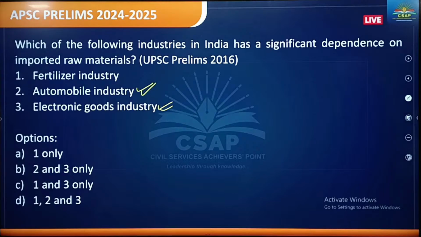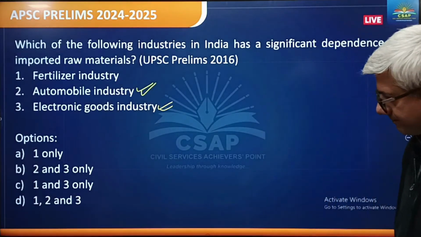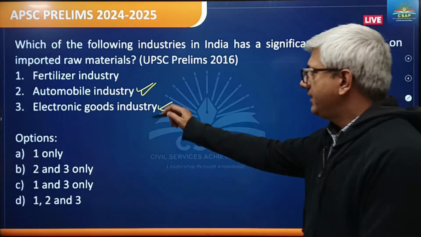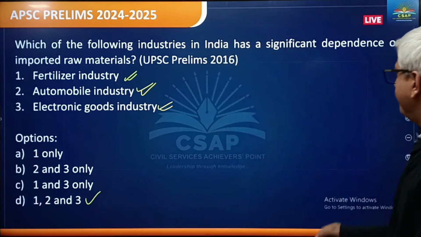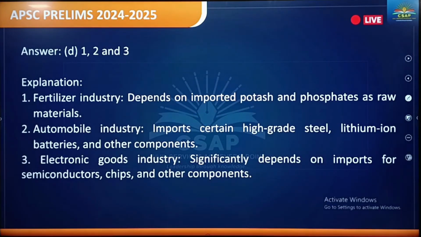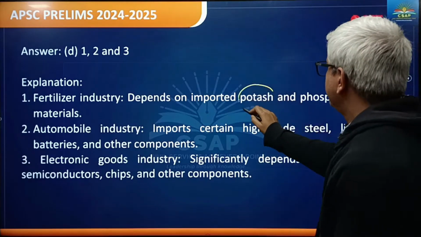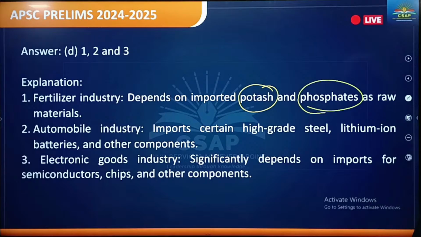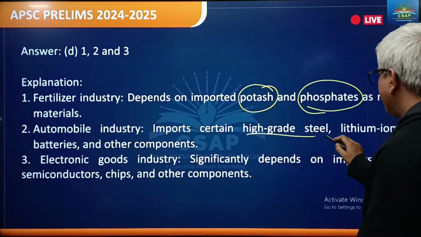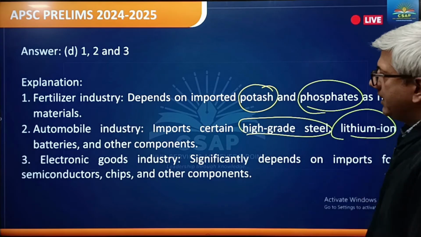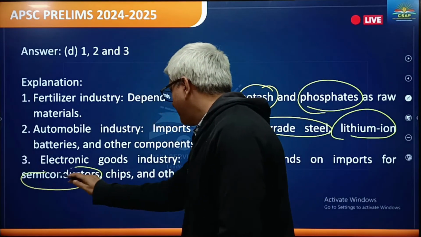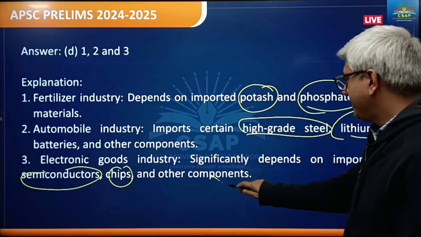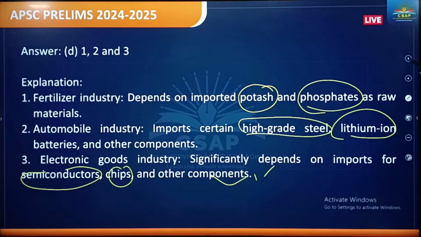And electronic goods, yes, for semiconductors we have to use lithium. For fertilizer we have to import raw material. So it is going to be all of them, that is 1, 2 and 3. Fine. Fertilizer depends on imported potash. India has to import potash and phosphates as raw materials. High-grade steel and lithium for the automobile industry and electronic goods are imported. For semiconductors we have to import chips and other components.